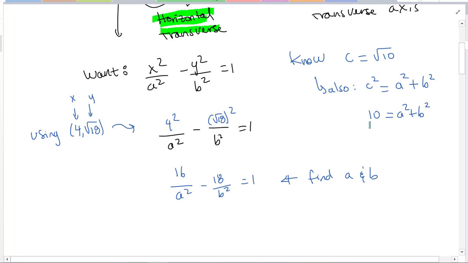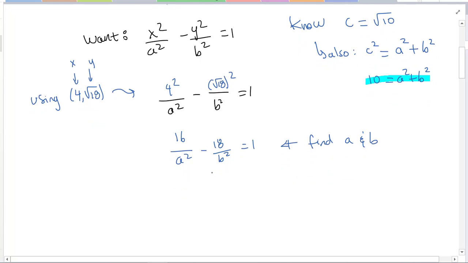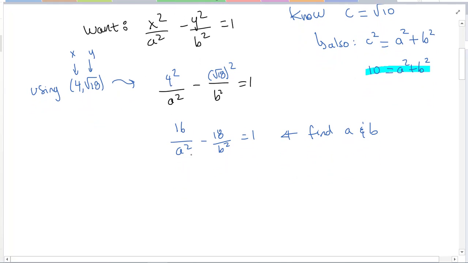Well, that's where we're going to bring this in. I can solve for a squared or for b squared and plug it into one of these. But I'm going to get rid of the denominators first so that I don't have to deal with plugging anything into a denominator. So multiply by the LCD. The LCD here is a squared b squared. So multiply both sides by a squared b squared.